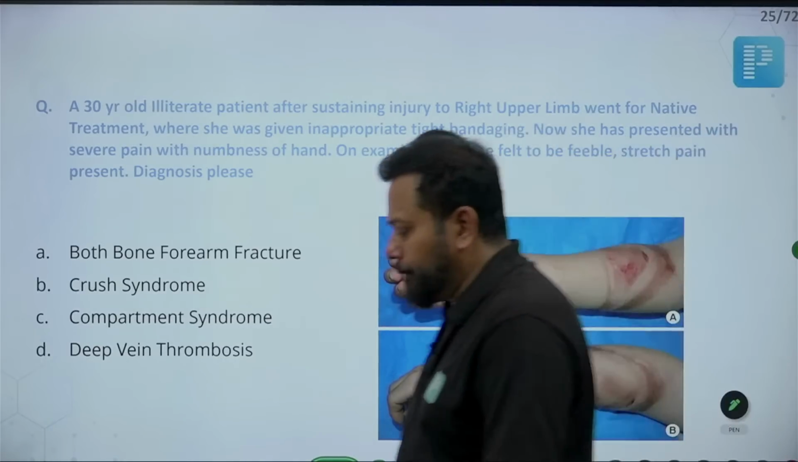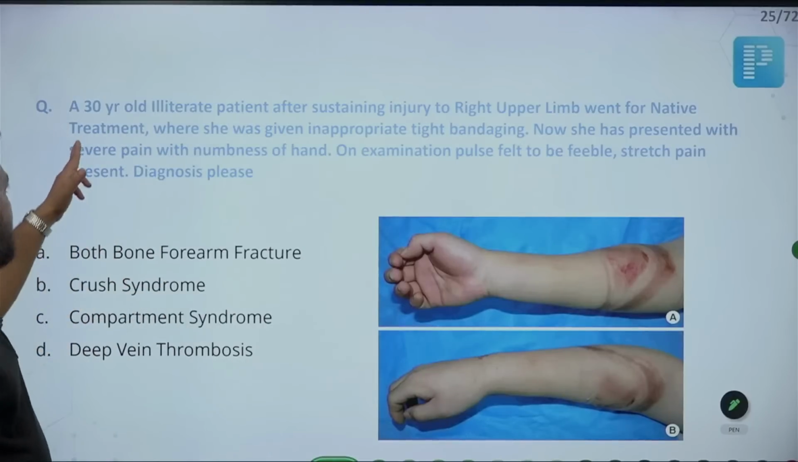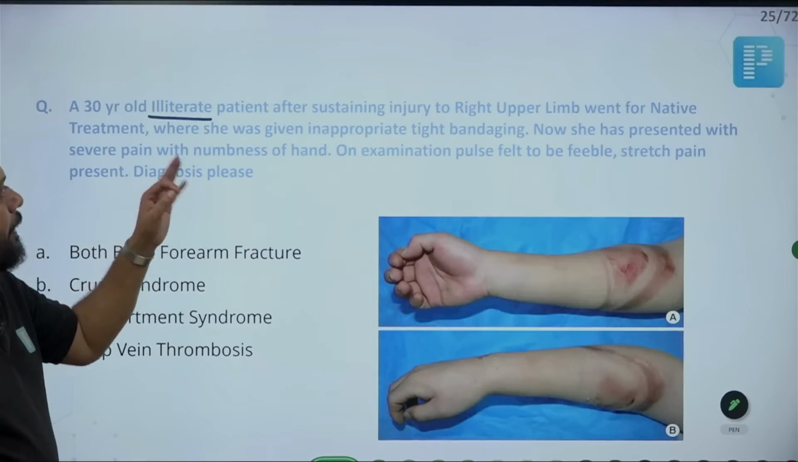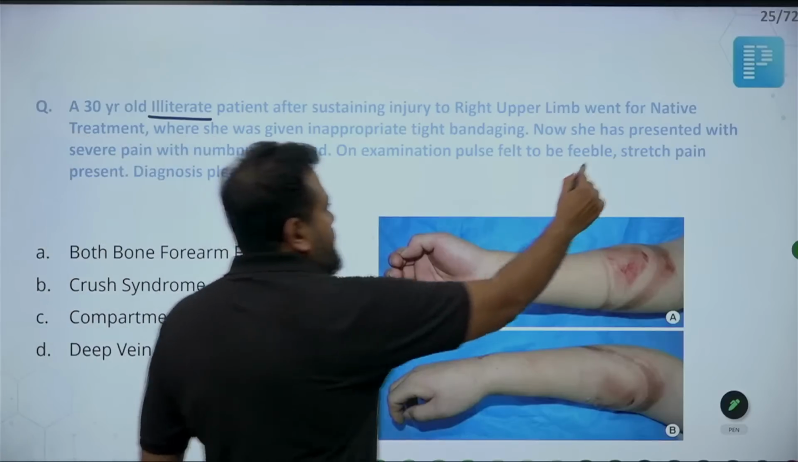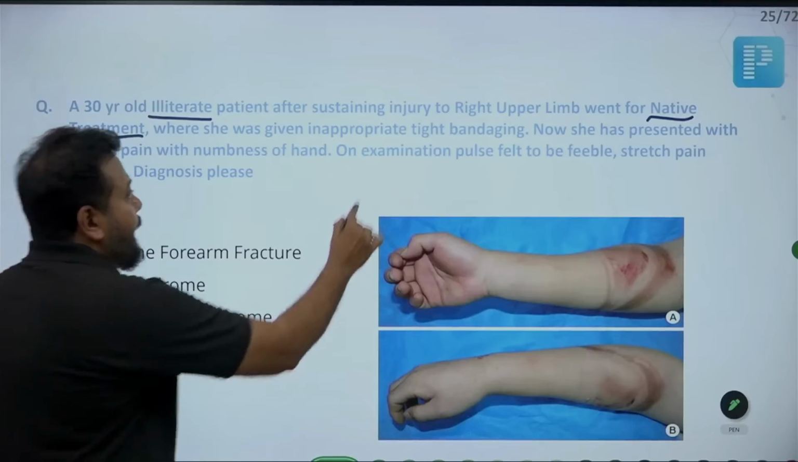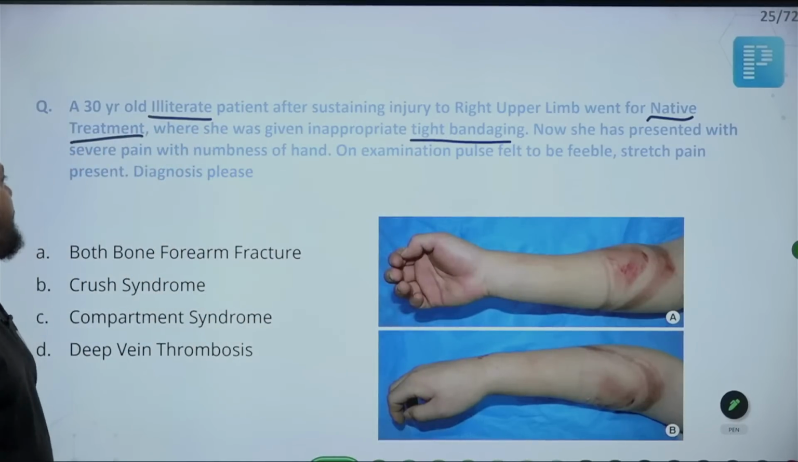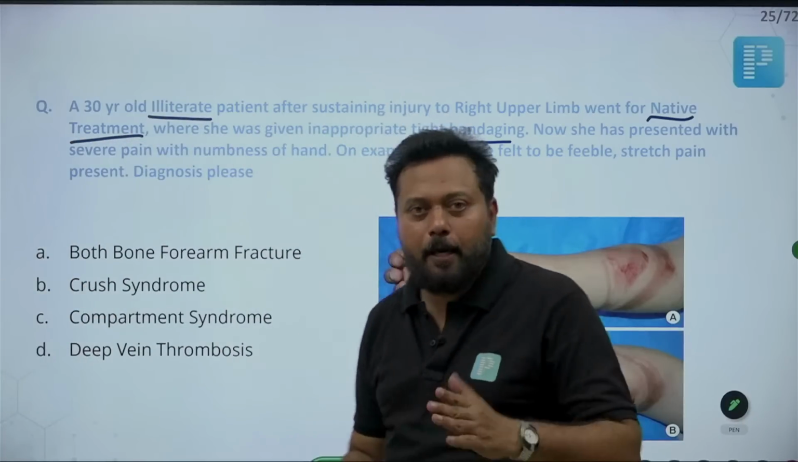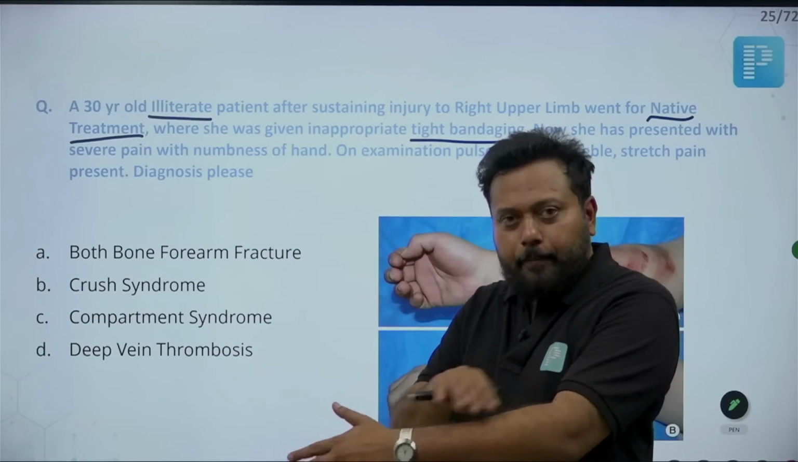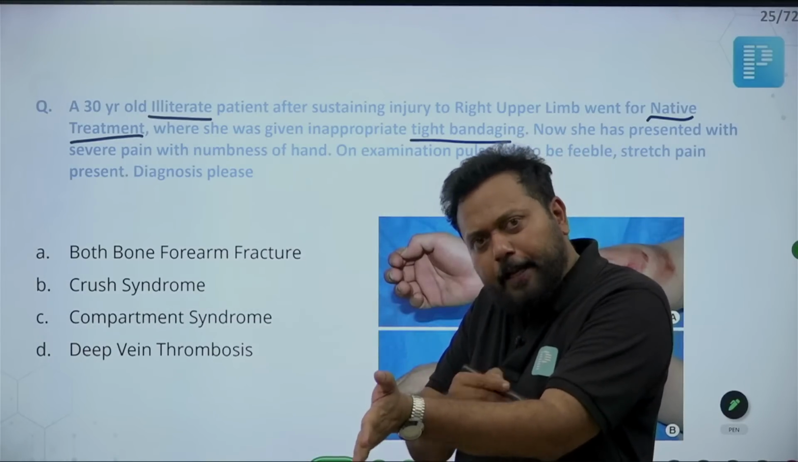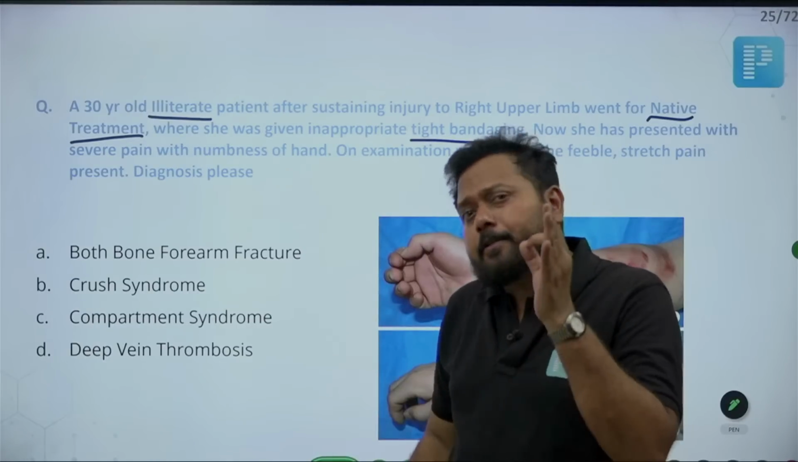Look at the next picture. Carefully read the question. A 30-year-old illiterate patient, after sustaining an injury to the right upper limb, went for native treatment to traditional bone setters, where she was given an inappropriately tight bandage. Now she has presented with severe pain with numbness of the hand. On examination, the pulse is felt feebly. Stretch pain present. What do you mean by stretch pain? When I extend the hand like this, there is severe unbearable pain on the flexor aspect of the forearm. That is called stretch pain.